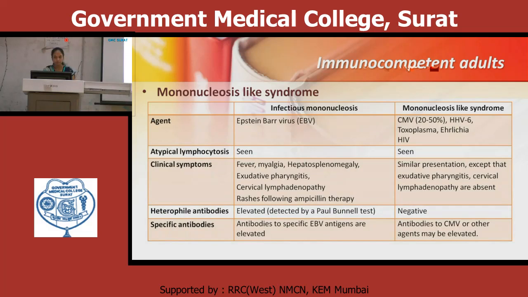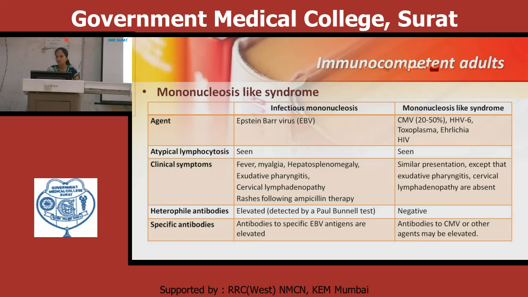Mononucleosis-like syndrome. What is the difference between infectious mononucleosis and mononucleosis-like syndromes? The agent in infectious mononucleosis is Epstein-Barr virus, and in mononucleosis-like syndrome, CMV accounts for 20 to 50%, along with HHV6, Toxoplasma gondii and HIV. Atypical lymphocytosis is seen in both infectious mononucleosis and mononucleosis-like syndrome.